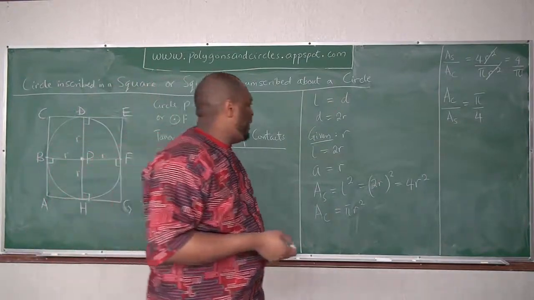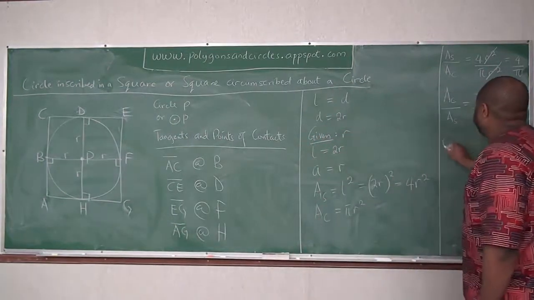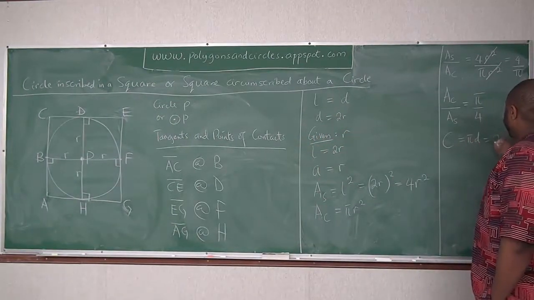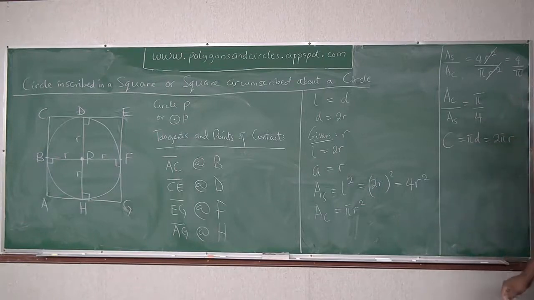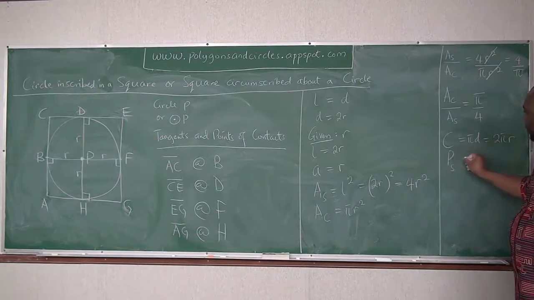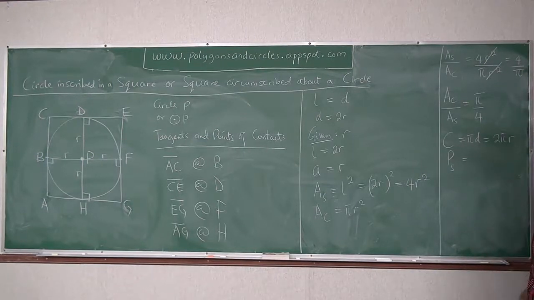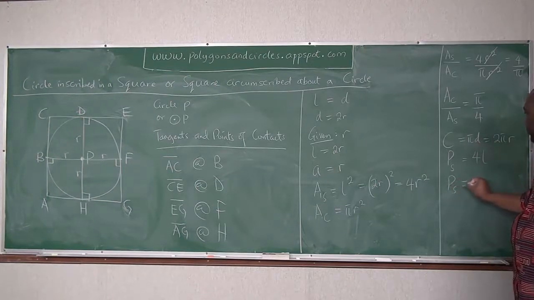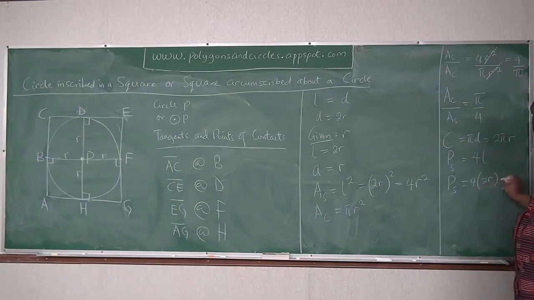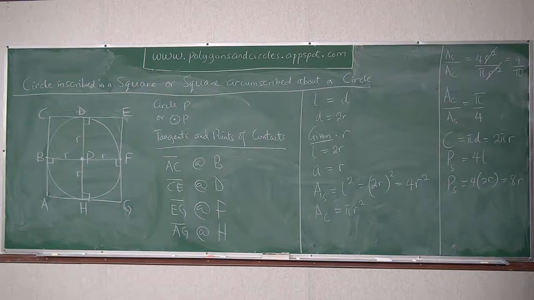The circumference of the circle is pi d, which is 2 pi r. That is the circumference of the circle. The perimeter of the square, PS, would be 4L, 4 times the length. That will give us 4 times 2R, which is 8R. That is the perimeter of the square, 8R.